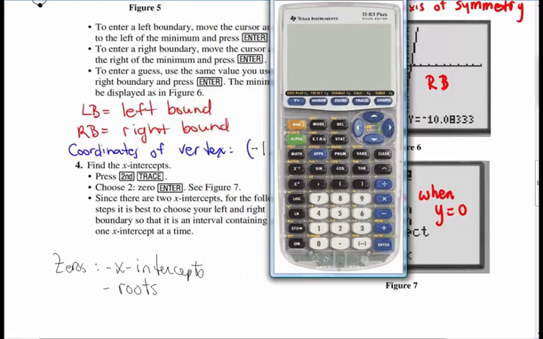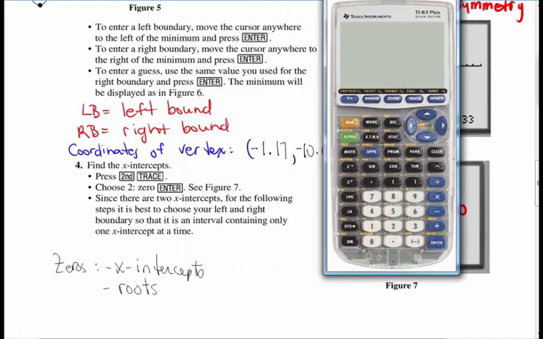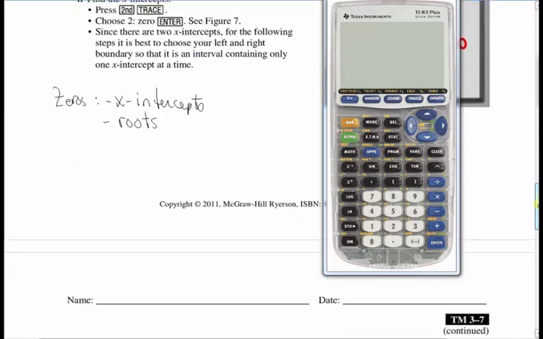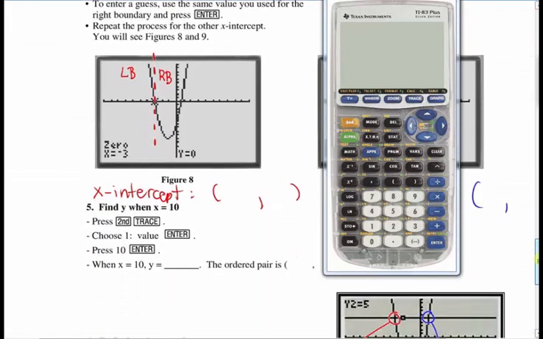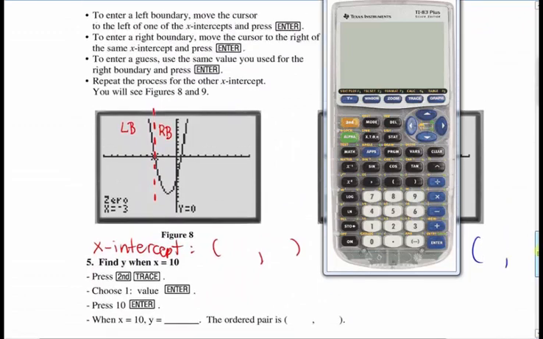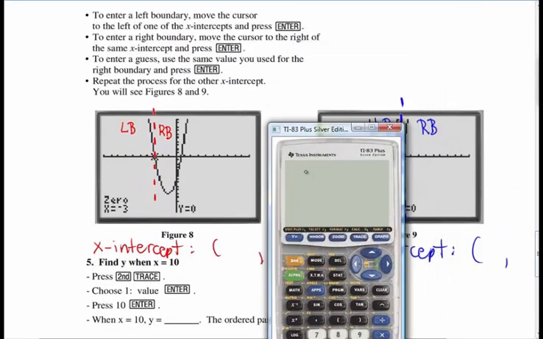So once again, you need to be concerned with left bound and right bound. Since there are two x-intercepts, for the following steps it is best to choose your left and right boundaries so that it is an interval containing only one x-intercept at a time. So let's go to the next page and let's take a look at the diagram that I have.